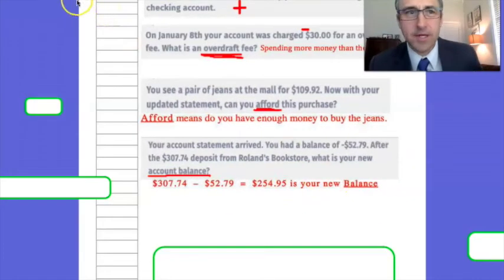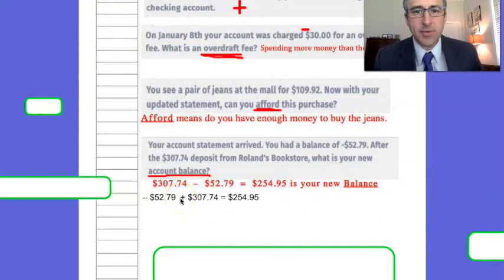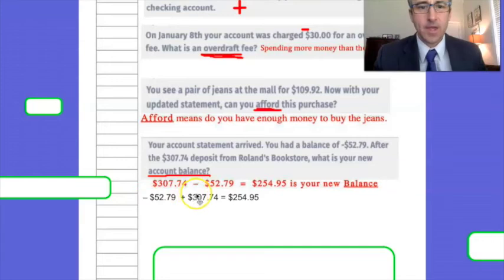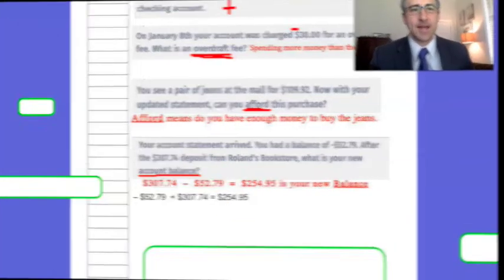There's one other way to do this. We still get the same answer if we do the problem in the order in which the numbers appear. You have negative $52.79. You got to remember the negative. And you add, because it's a deposit, $307.74. When you take the negative, add it to the positive, it works the same way. Remember, we brought this whole piece over, not only the 52, but the negative along with it. We still end up with 254.95.